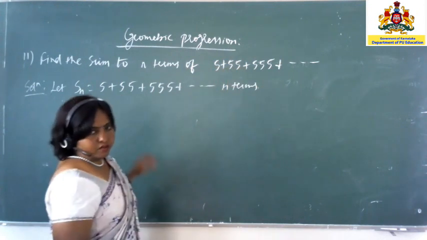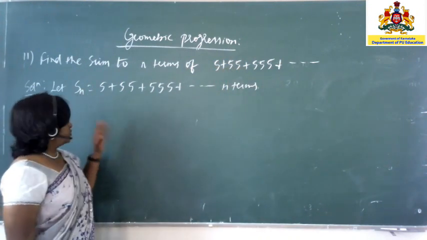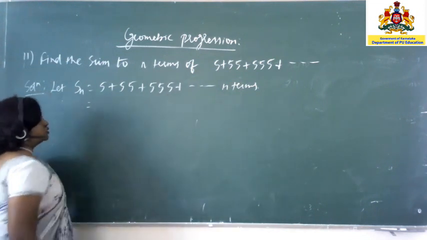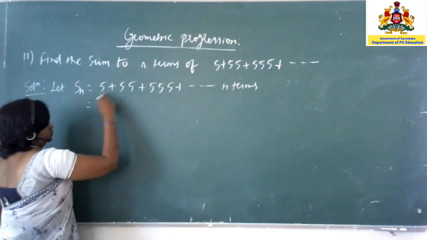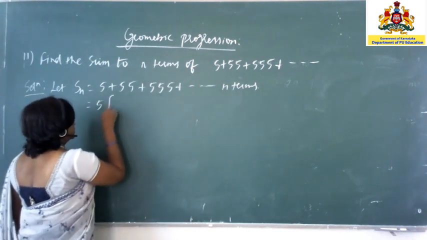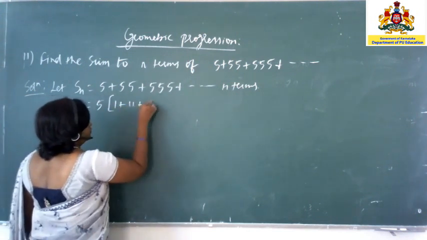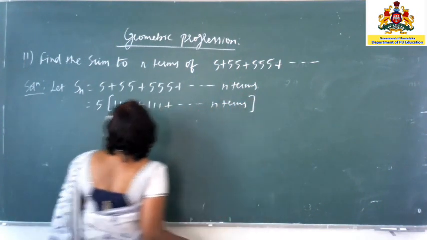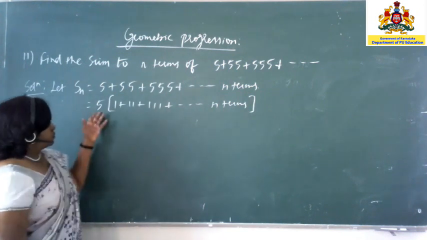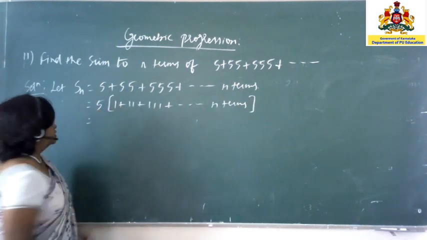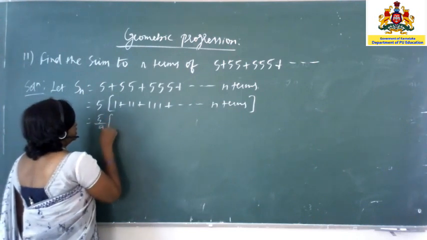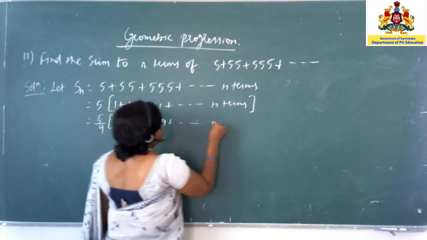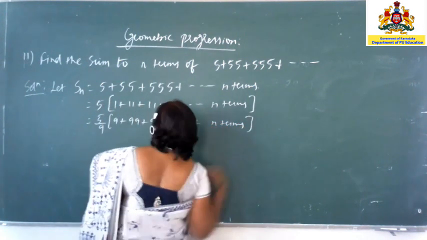So the method will be the same. So you should apply the same method, same steps, similar steps. Okay. So that is equal to, from this you take out 5 outside. 5 into 1 plus 11 plus 111 plus so on up to n terms. So now multiply and divide by 9. So 5 by 9 into 9 plus 99 plus 999 plus so on up to n terms.